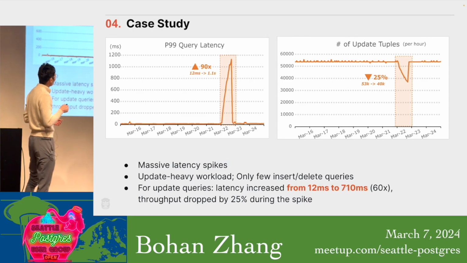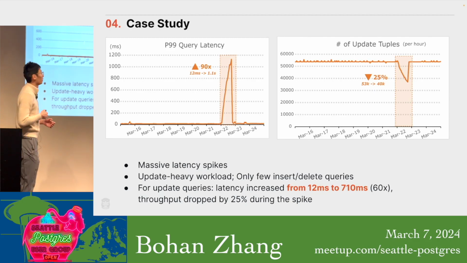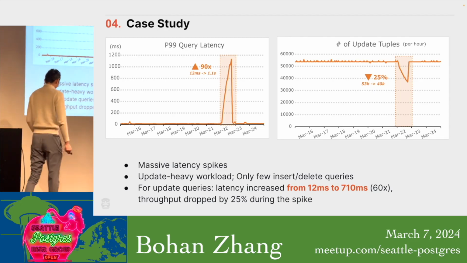So they found a huge latency spike. The P99 latency increased from 12 milliseconds to 1 second. This is a 90 times increase in latency, and they don't know why.